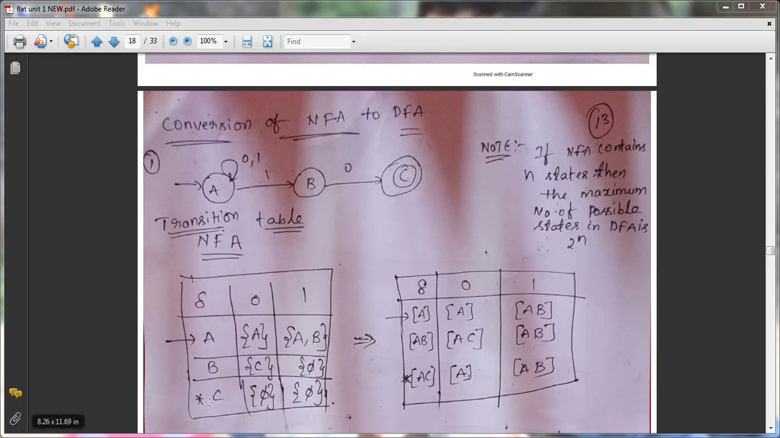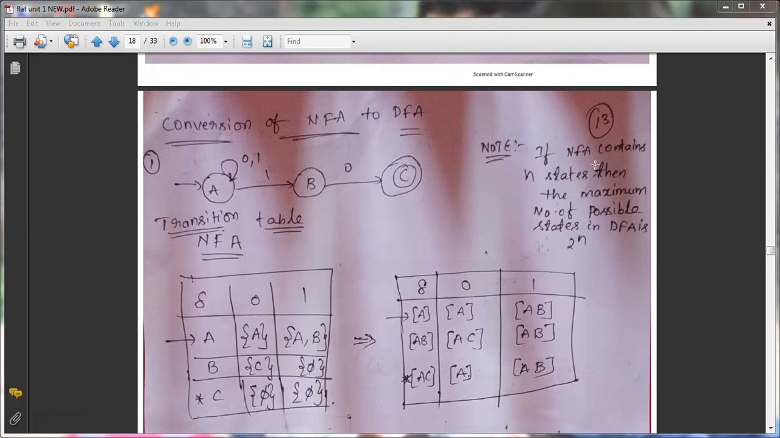Then C on 0 is going to where? Null. C on 1 is going to where? Null state. Always in the transition table, you have to represent the starting state with the arrow mark and the final state with a star. After this, I am going to convert this into the DFA transition table.